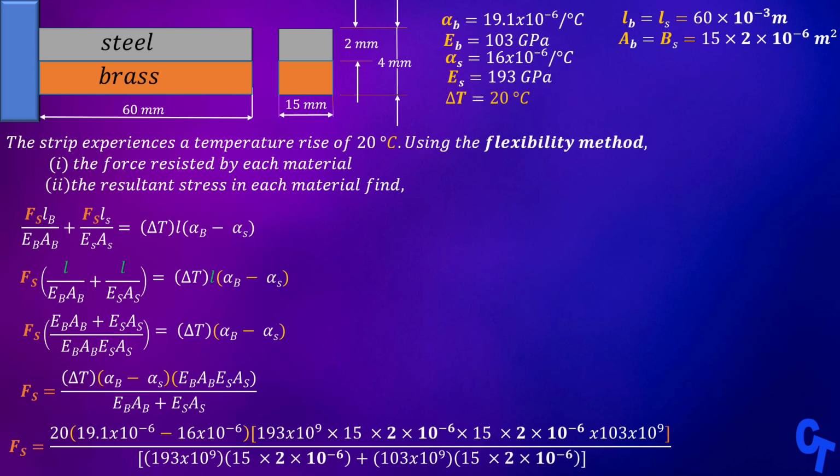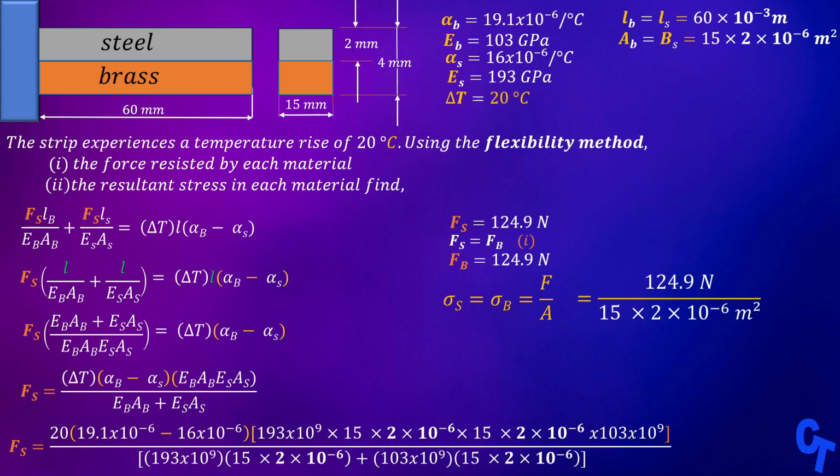If you do that, you should get 124.9 newtons. But Fs equals Fb, so that means we have also calculated Fb. Now let's find the resultant stress in each material. Stress equals force over area. The two bars have the same area and same force, so they will have the same stress. Now, let's plug in our values, and if we do that, we get 416333333.3 newtons per square meter. We can express this value in meganewtons if desired, which would be 4.16 meganewtons per square meter.